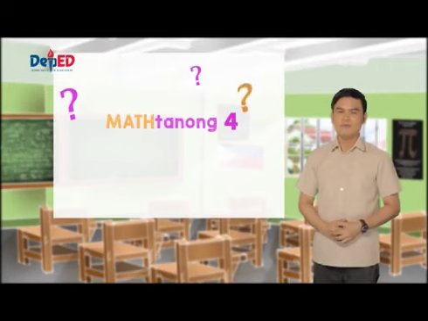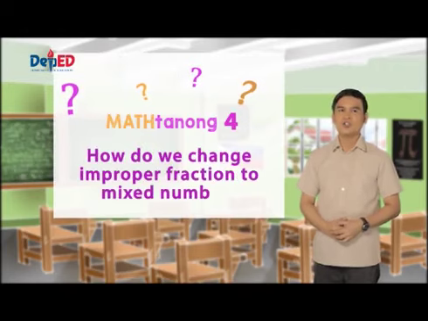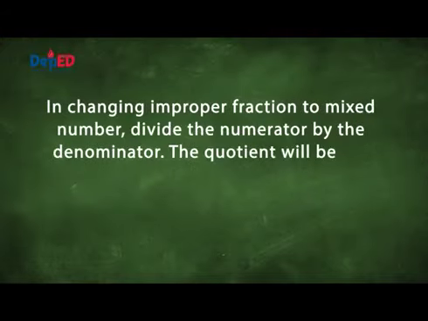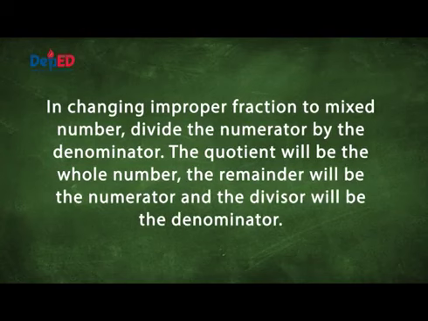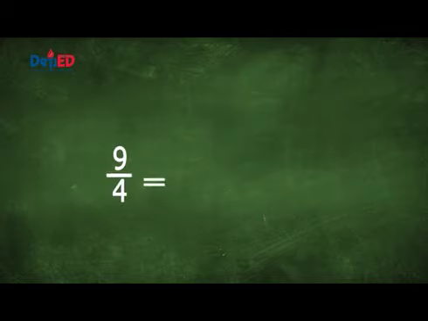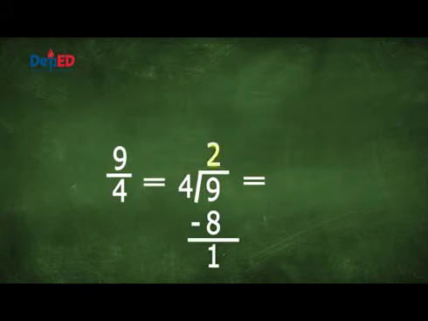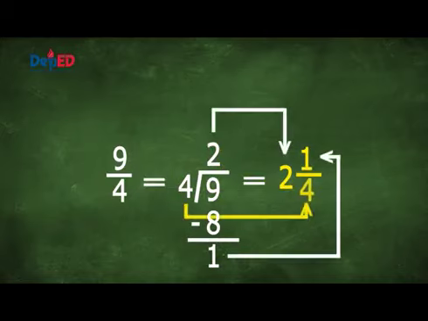Math Tanong number 4. How do we change improper fraction to mixed number? In changing improper fraction to mixed number, divide the numerator by the denominator. The quotient will be the whole number, the remainder will be the numerator, and the divisor will be the denominator. Example, 9/4. 9 divided by 4 equals 2, remainder 1. Write the quotient as the whole number, the remainder as the numerator, and the divisor as the denominator. Therefore, 9/4 is equal to 2 1/4.